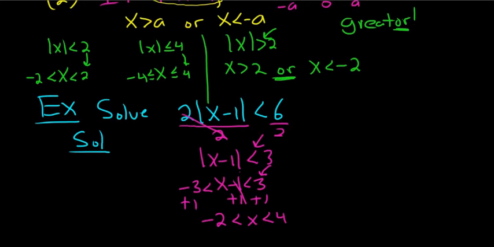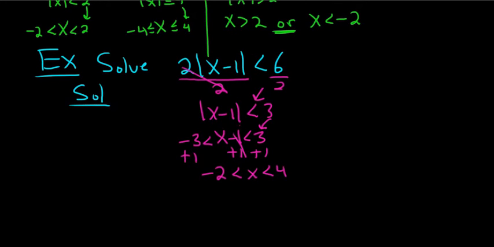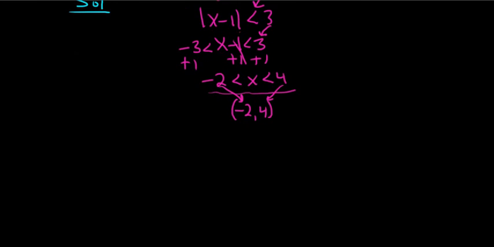And then the answer here is all the numbers between -2 and 4. So from here, you can go straight to the answer. It's always just parentheses, -2, comma 4. Always, every single time. Just boom, boom, no matter what. All right, let's do one with an OR.